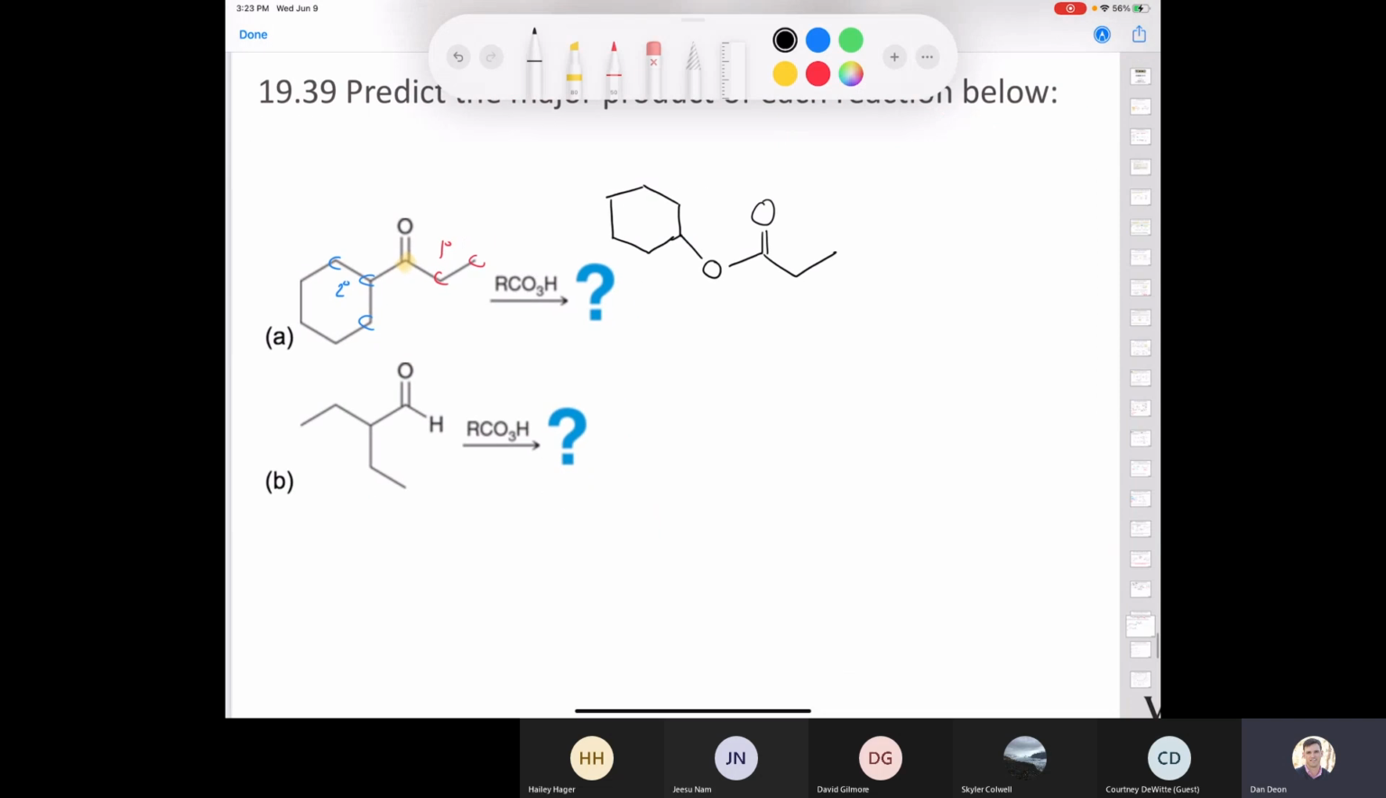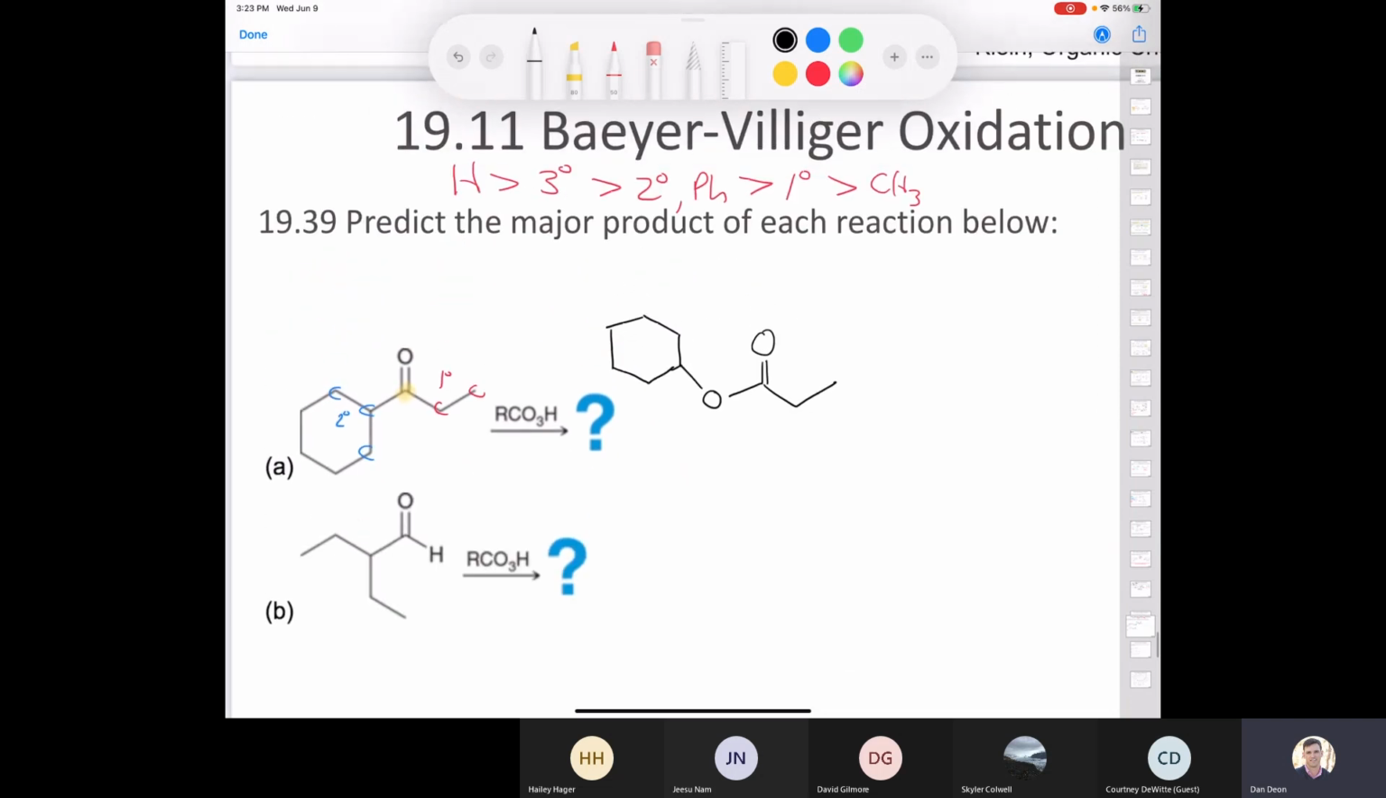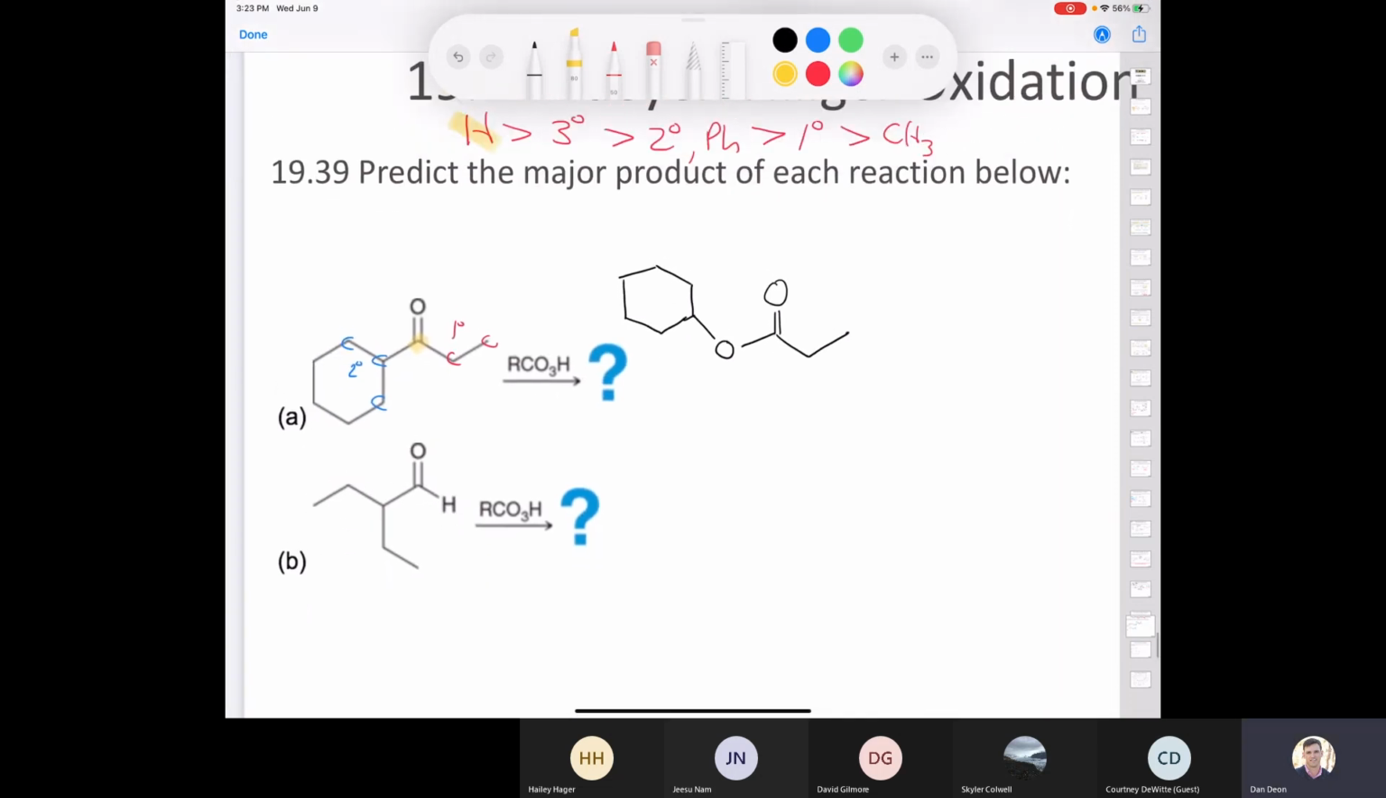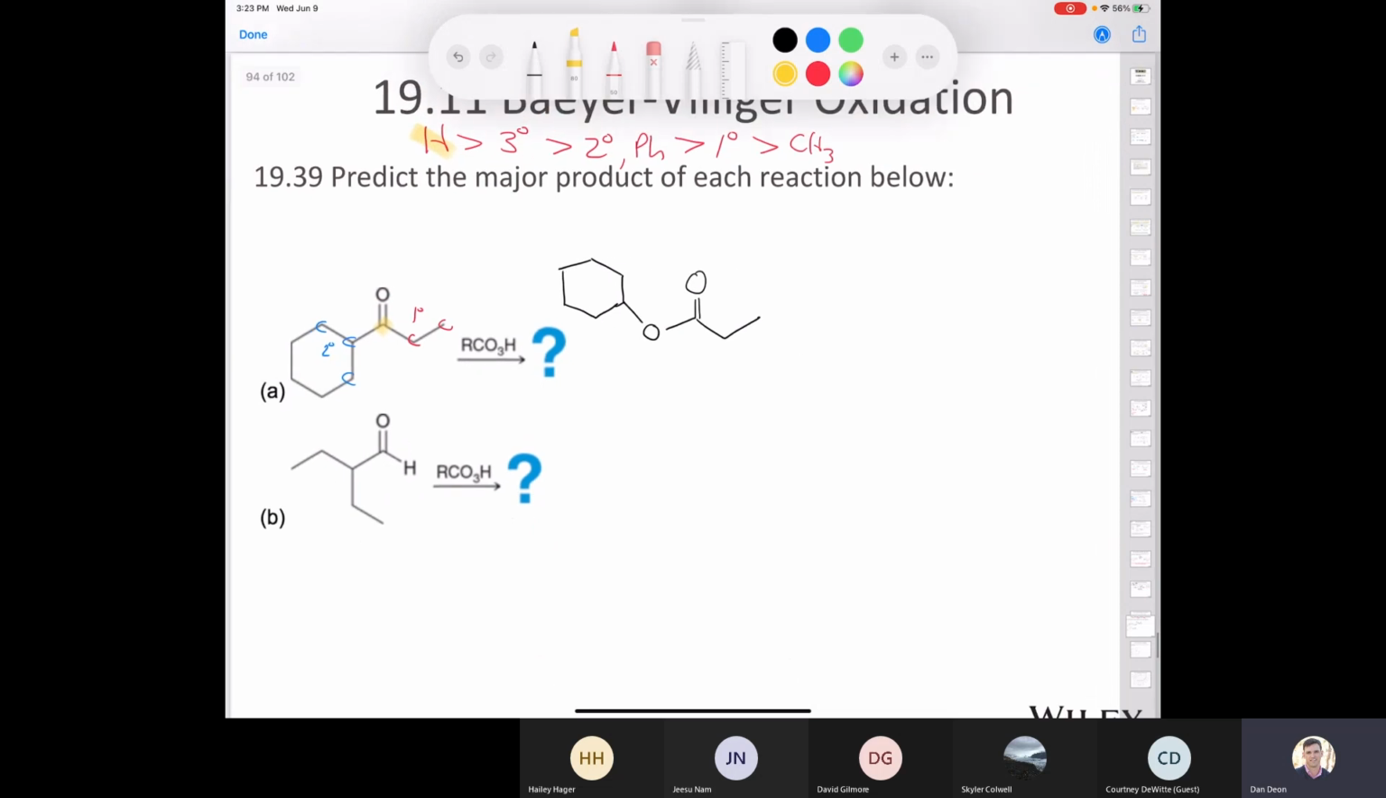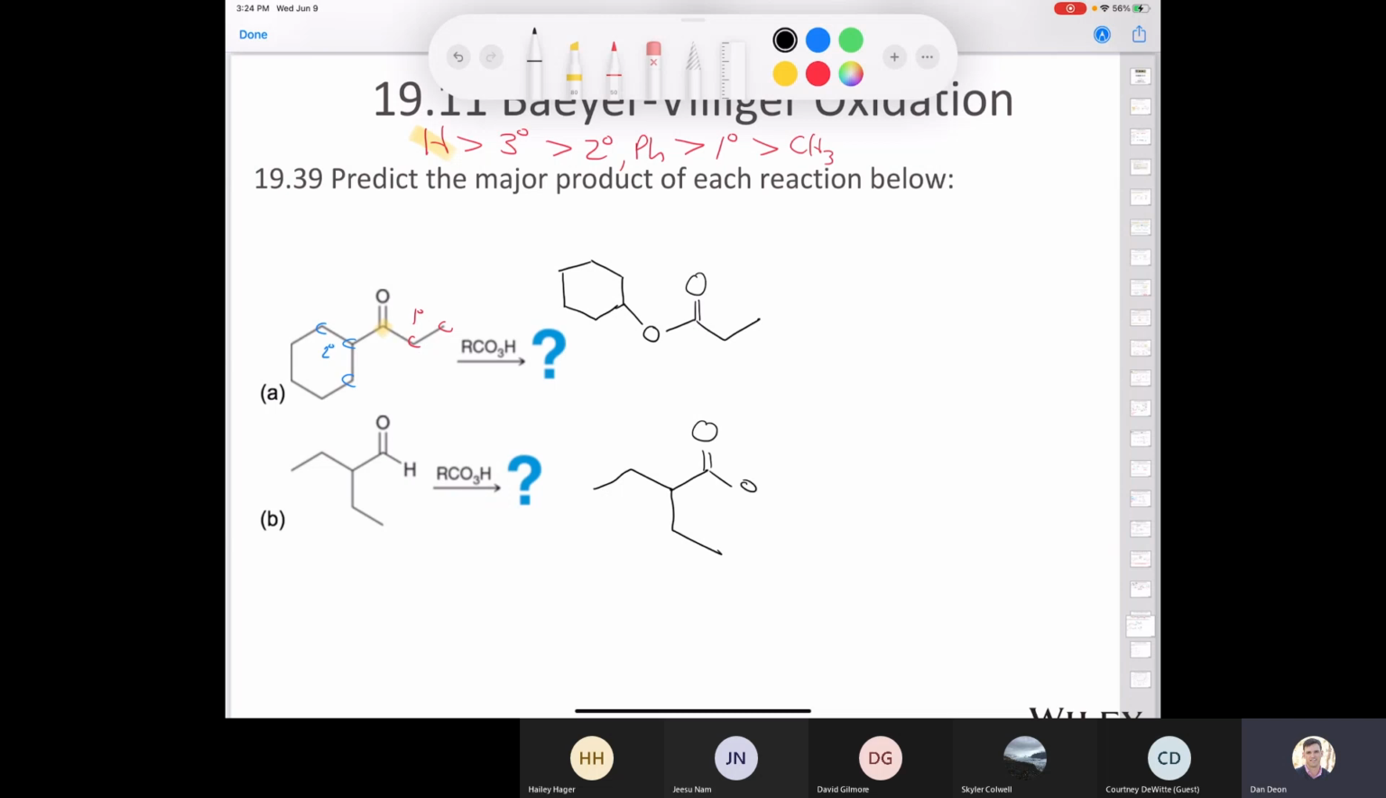The next one's an aldehyde. Aldehydes, again, are pretty simple. I don't like to use the word simple in organic chemistry, but whenever you have a hydrogen, whenever you have an aldehyde, you end up with a carboxylic acid. So let's draw the carboxylic acid that would be produced. It's going to look like this. We have our carbonyl. And there you go. So that would be called 2-ethyl butanoic acid, which again, we'll look at carboxylic acid nomenclature in chapter 20.